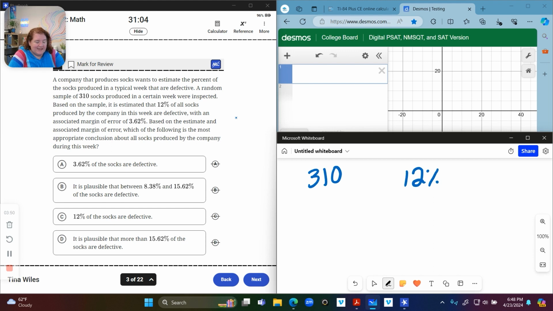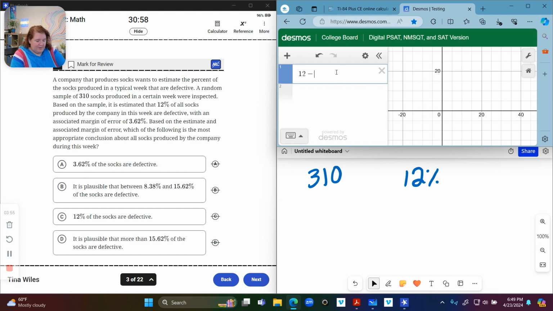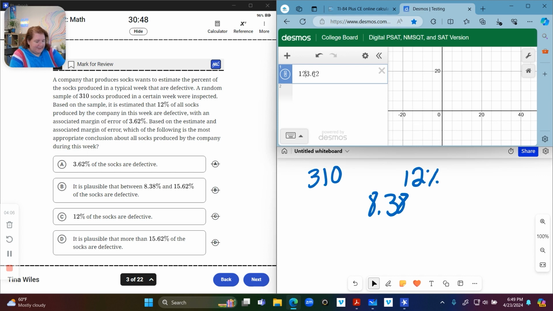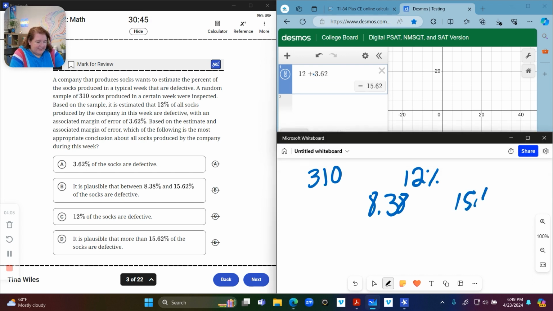So what that means is I would subtract 3.62. So 12 minus 3.62 is 8.38. And then I would add 3.62 to get 15.62. So the margin of error is telling me how much I go up and down from the estimation they're giving me. Based on the estimate and associated margin of error, which of the following is the most appropriate conclusion about all socks produced by the company during the week?